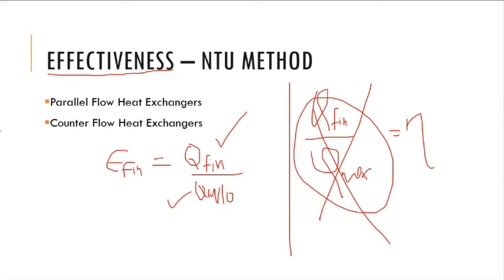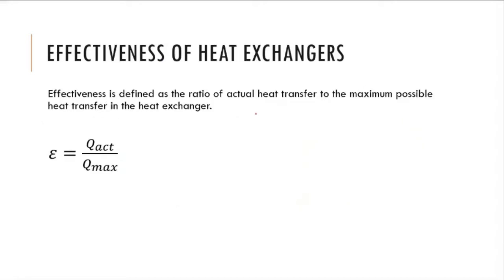Okay, but when we talk about heat exchanger, this effectiveness definition is changed. Here, effectiveness was Q fin by Q without fin, and efficiency was Q fin divided by Q max. When we are talking about effectiveness of heat exchanger, it is given by Q actual divided by Q max. Is this part clear to all? Yes, sir. It's the opposite, sir. Okay.